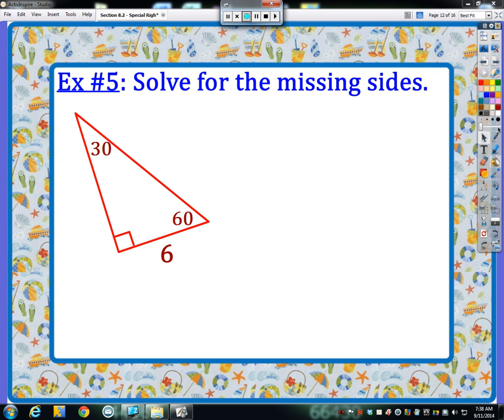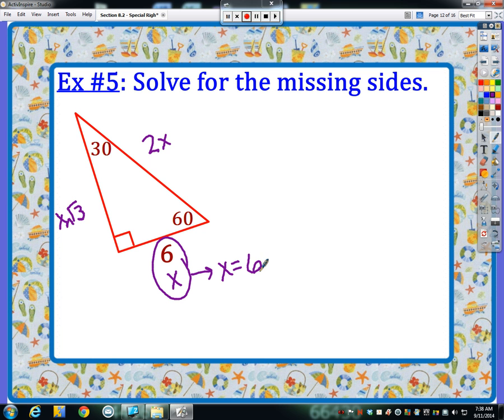All right, so in this one we're going to start off easy. So here's the side opposite the 30, so I'm going to call this my x side. Side opposite the 60, this is my x root 3. And then the hypotenuse, this is my 2x. Well, which side did I give you? I gave you the x side, which means x equals 6. There's nothing to solve here. We're just going to take that 6 and go plug it in two different spots, over here and up here.